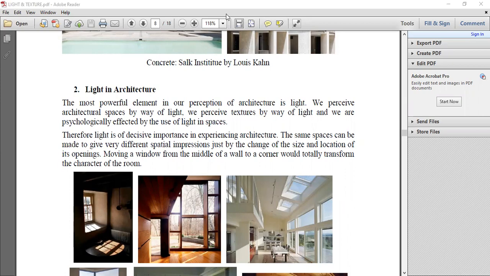Last day we discussed the texture part, how texture works, what is tactile texture, what is optical texture, and all. Now we will be discussing light in architecture, how the light and shadow effect works in architecture or in construction, and how you can create a different look of a particular building just with the use of certain voids and certain places filled with other components. So light in architecture: the most powerful element in our perception of architecture is light.